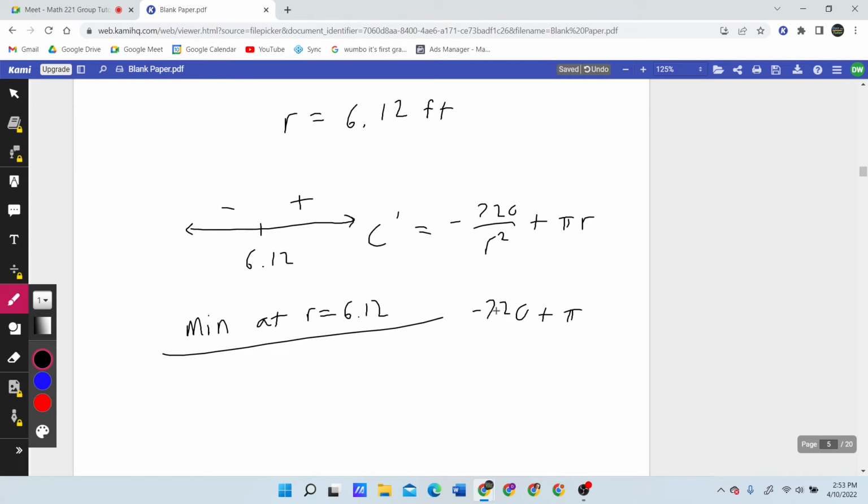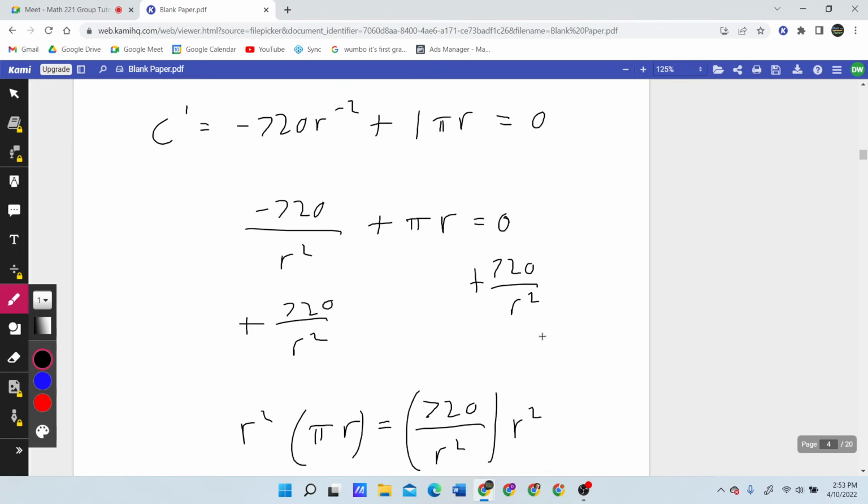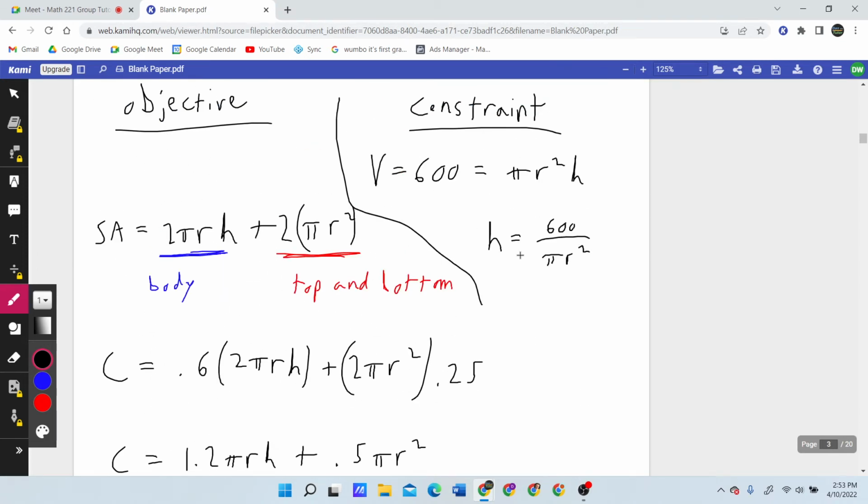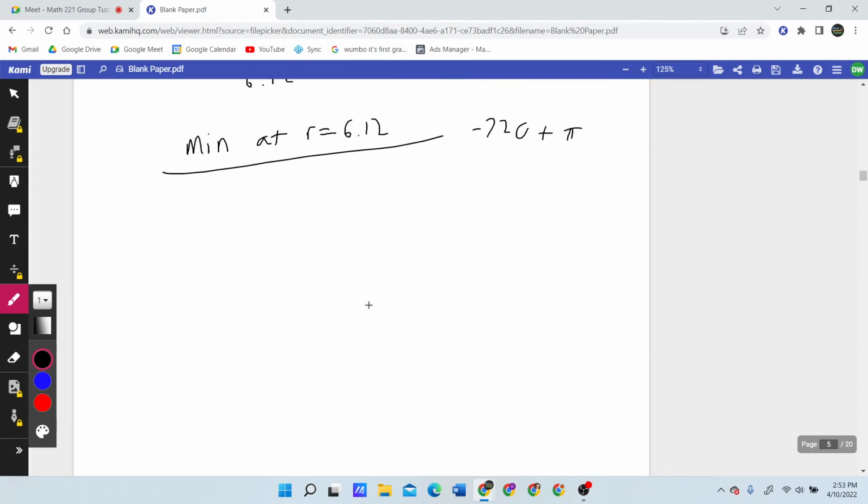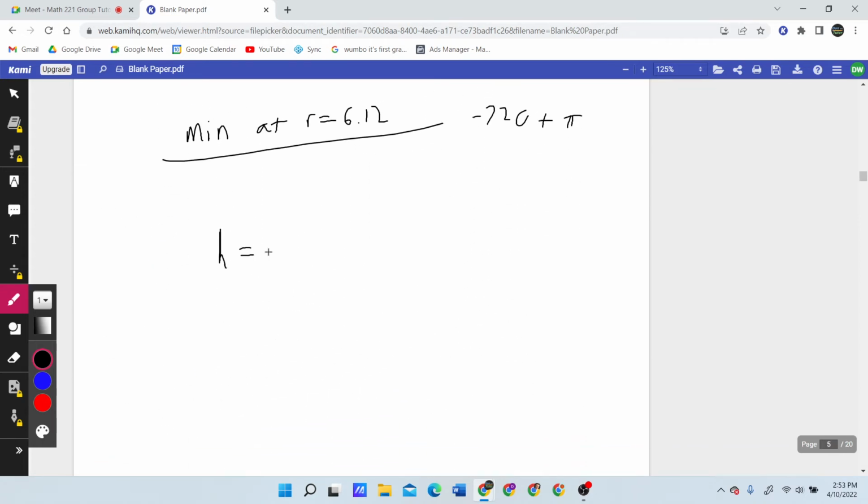Luckily, back in my constraint equation, I had an equation to solve for h. I'm going to scroll up. And I saw back in my constraint equation, h the height equals 600 divided by pi r squared. So I'm going to plug in right now. h equals 600 divided by pi times 6.12 squared, the radius. And so now height equals 600 divided by pi divided by 6.12 squared, and we get a value of height equals 5.1 feet.